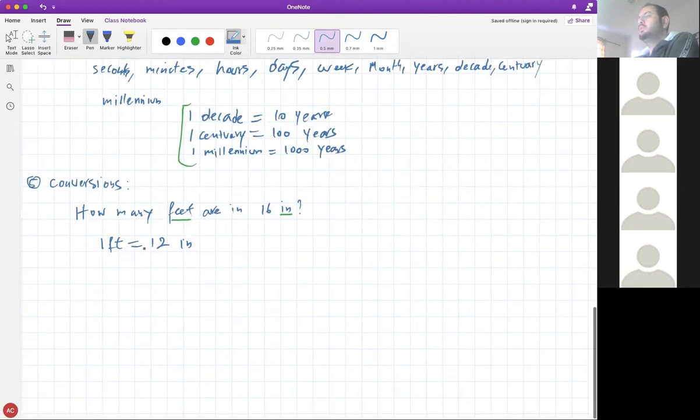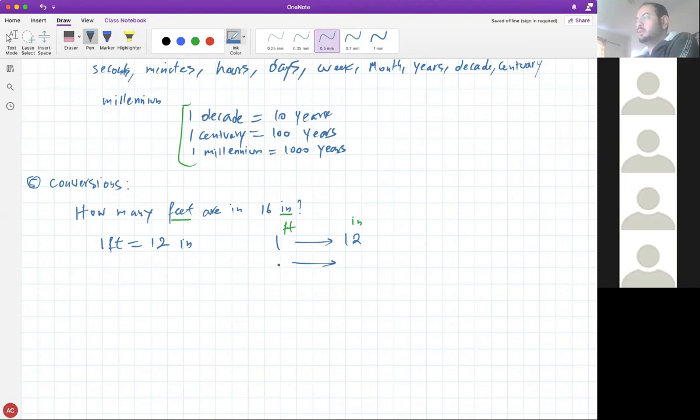Now we can turn this into ratios. We can use ratios as we did last time to solve problems. So you can say 1 foot to 12. Then you need another ratio. That's one ratio. You need another ratio. So this side is for feet, and this side is for inches. So we know for a fact that 1 foot is 12 inches. So we write that 1 to 12.